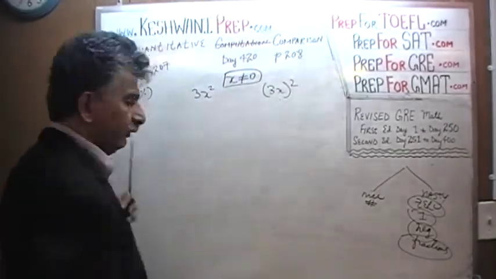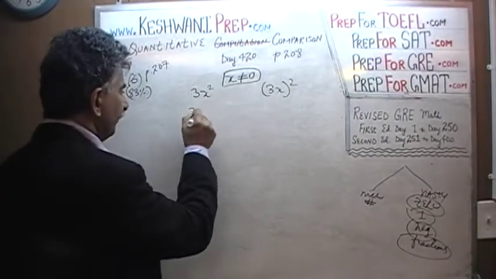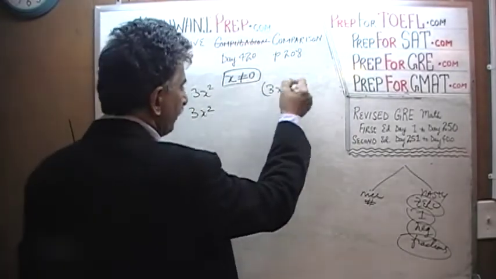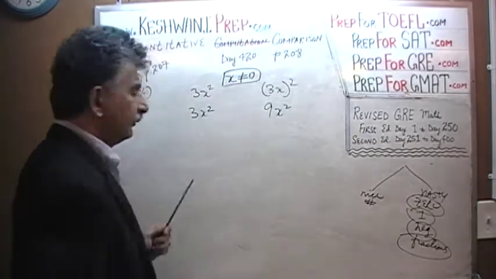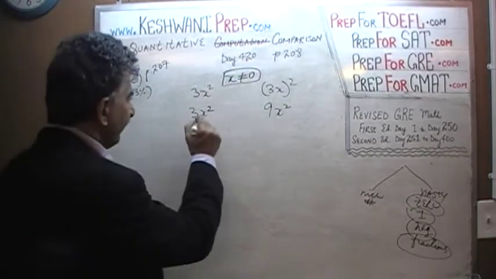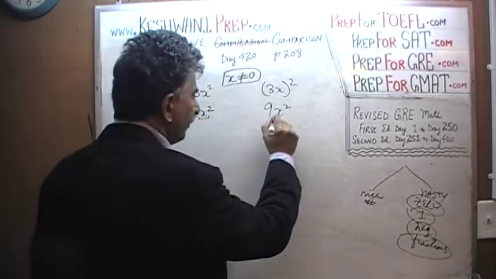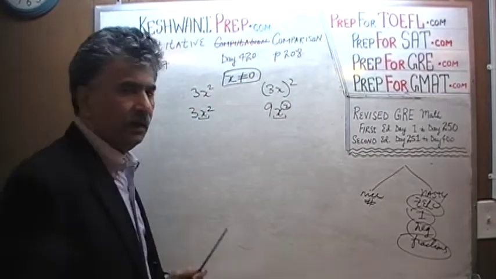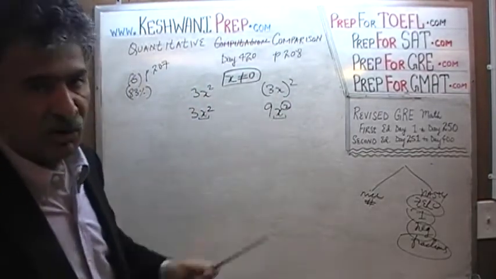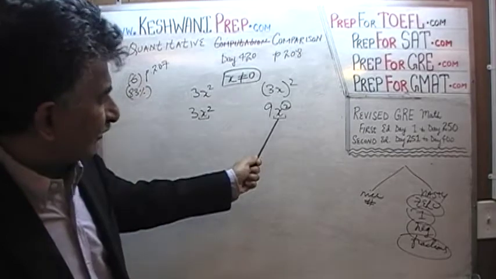let's start the problem again. And what we will do is as follows. So this is 3x squared. This, when we open the parenthesis, is going to be 9x squared. Now what we have to understand is that this x squared part, because it is being squared, it does not matter whether x turns out to be a negative quantity or a positive quantity.